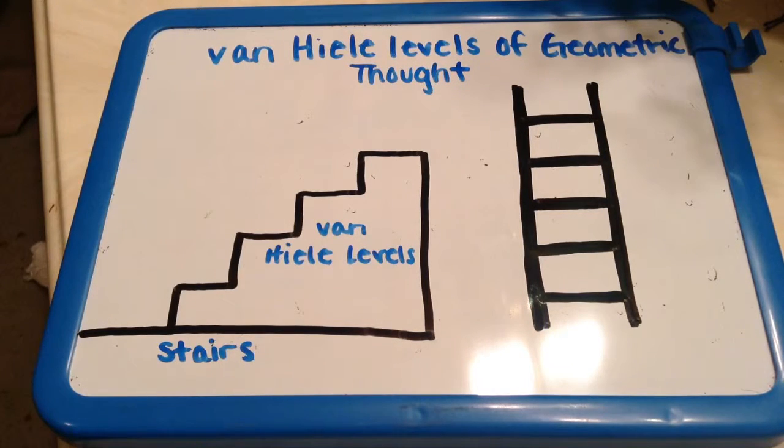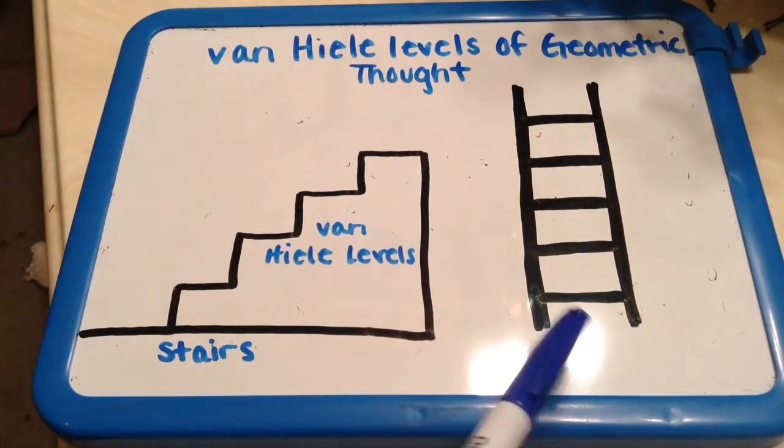Before we begin, we must discuss the Van Hiele levels of geometric thought. The Van Hiele model is a 5-level hierarchy that describes a child's geometric understanding. Let's think about it as steps on a stairway or a ladder.